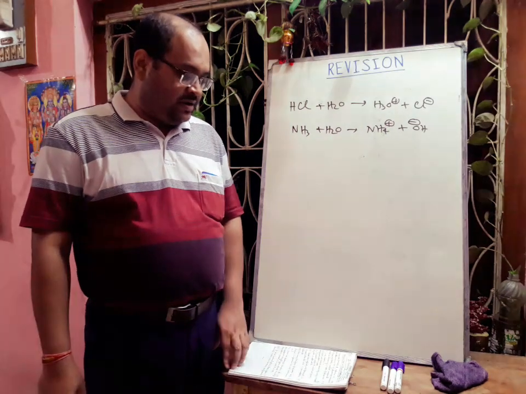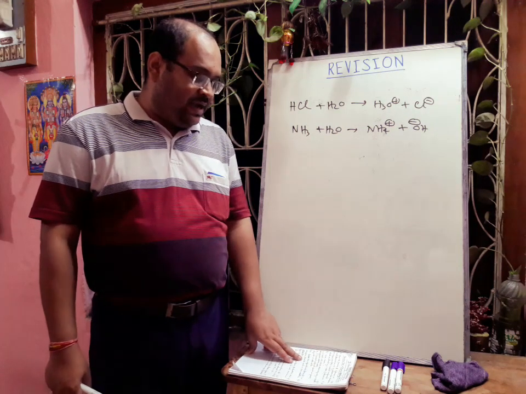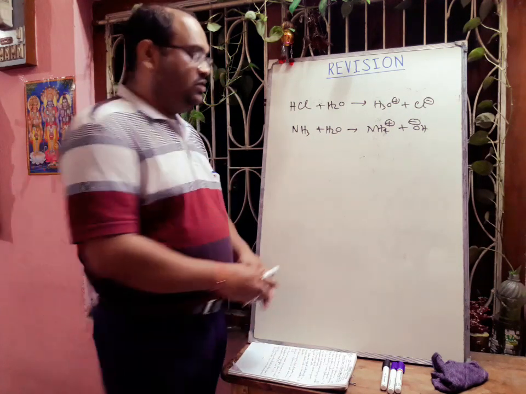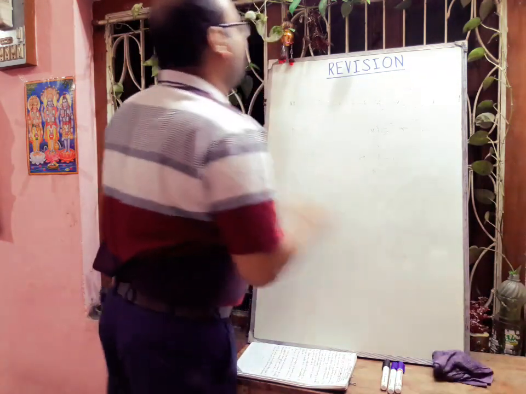Hope you can understand. Next, question number 4. State the type of bond present in metallic chloride and non-metallic chloride. So here we can take two types of examples. For metallic chloride we can take NaCl.